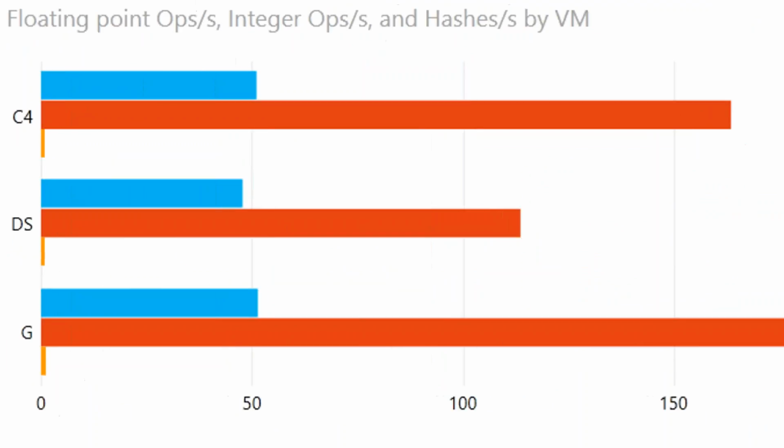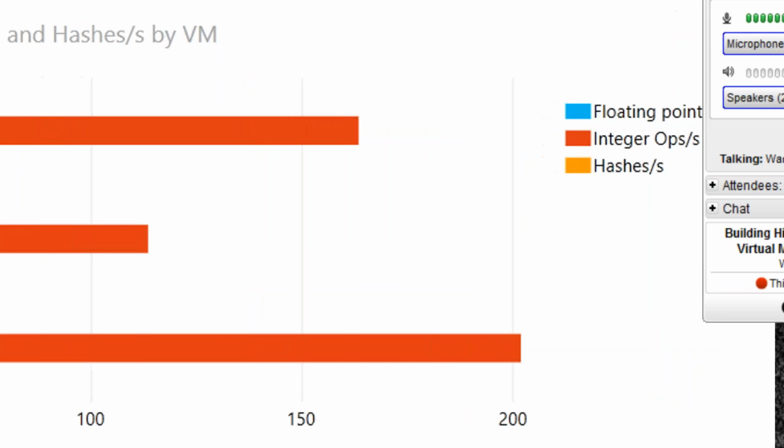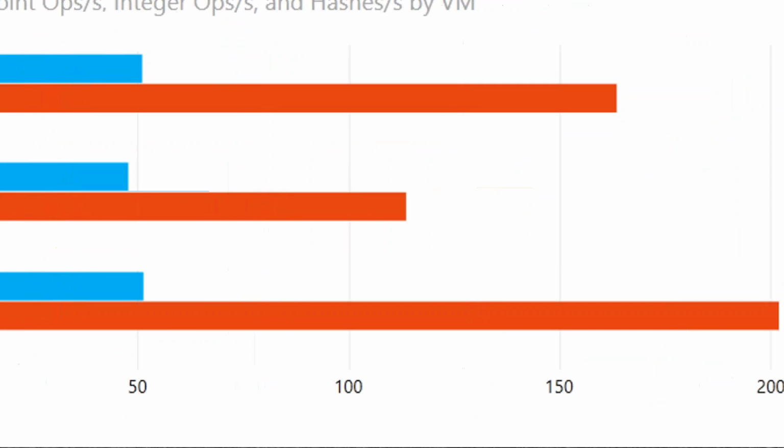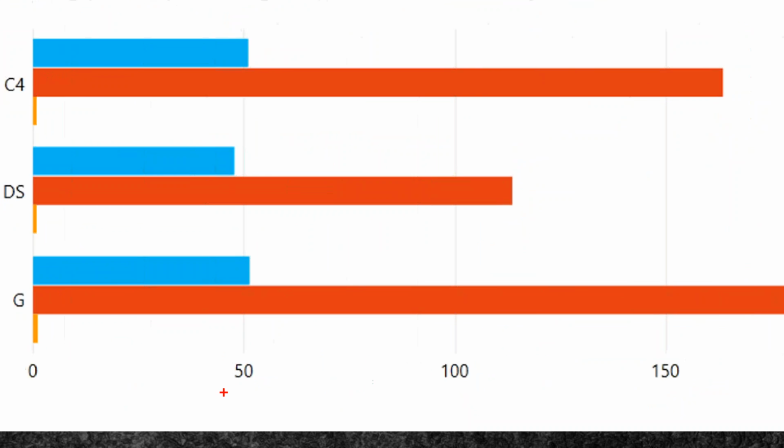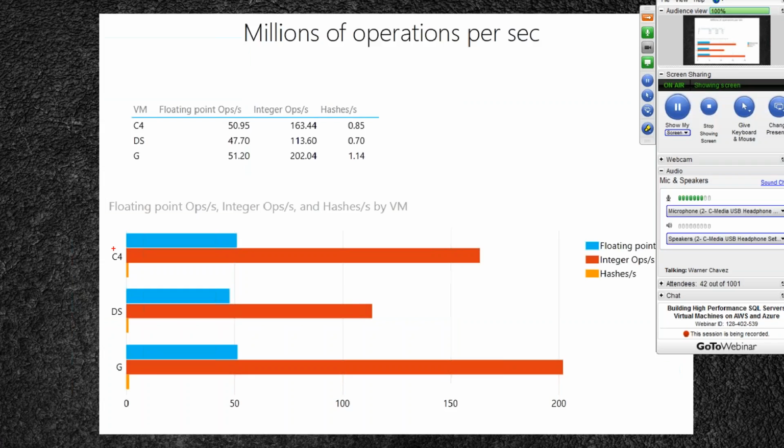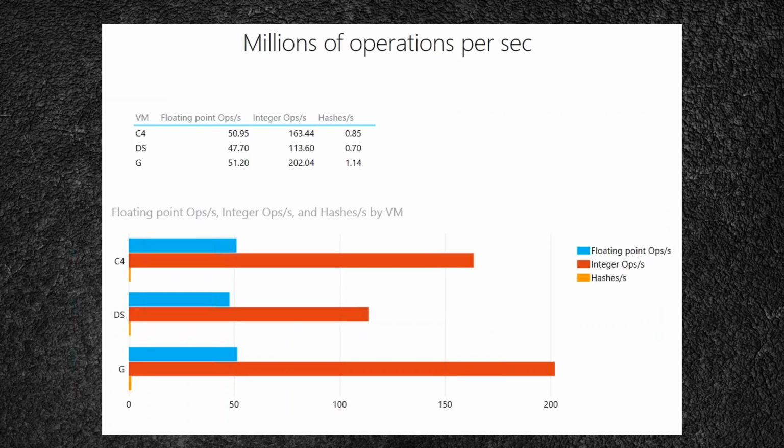If you guys can see here, DS is slower than C4. The red is integer operations per second, but the G is definitely the fastest one. The G is fastest actually in all the categories compared to compute optimized on Amazon, and obviously the DS, which we would expect because we know that the Gs are more expensive than the Ds on Azure. But it's also good to know the G is definitely even faster CPU clock-wise than the compute optimized ones on AWS.